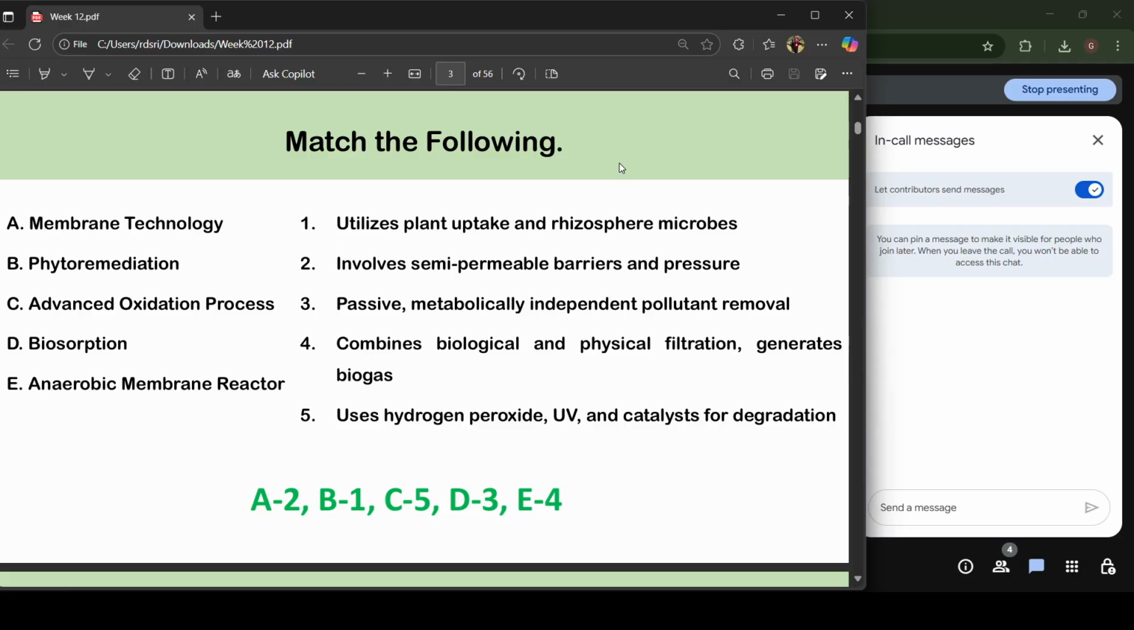And then you have the anaerobic membrane bioreactor. This is again a mix of a biological and a physico-chemical process. Here anaerobic digestion takes place, and for solid-liquid separation, you also have a membrane unit. So it combines biological and physical filtration, and this process at the end generates biogas. So this is about the different techniques that we use in bioremediation. With this, we will go to the next question.